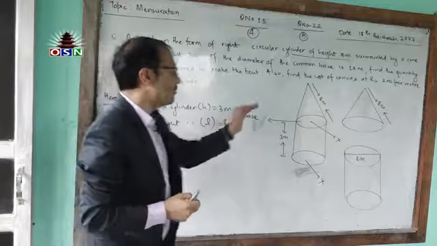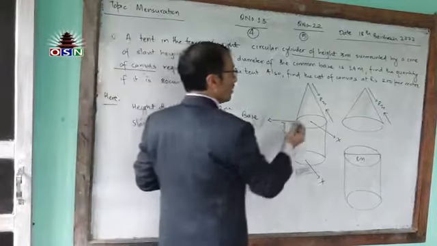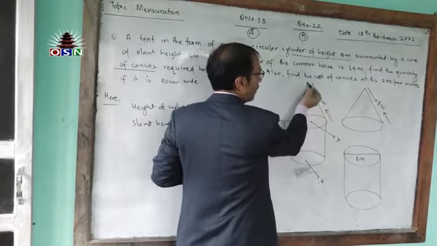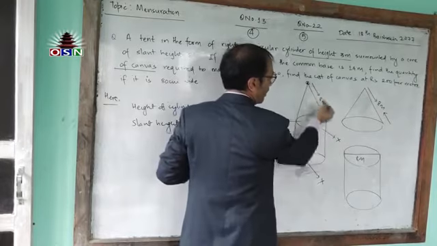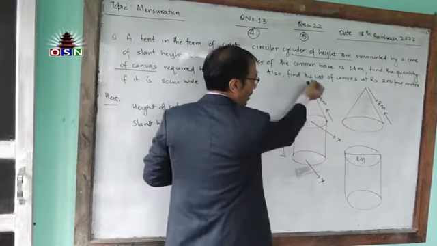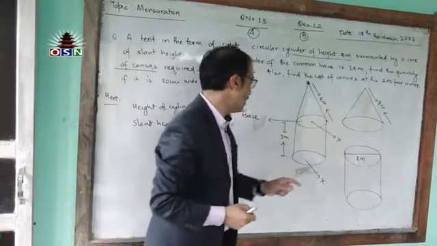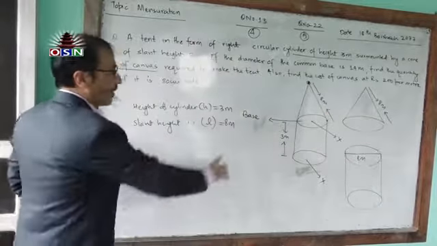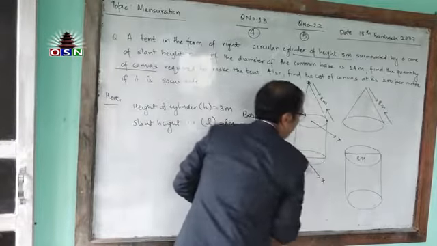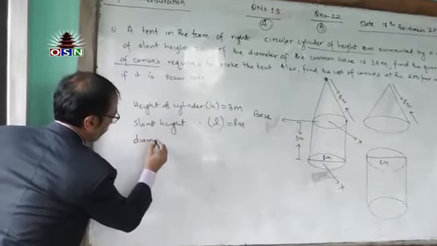You should know some mathematical terminology. What does slant height represent? Slant height represents the length from the apex to the base. This is called slant height. If you draw the height from the apex to the base, the vertical height is called the height of the cone. This time the slant height is 8 meters and the height of the cylinder is 3 meters. Similarly, the question has mentioned the diameter, so you have to write the same thing here also, the diameter.